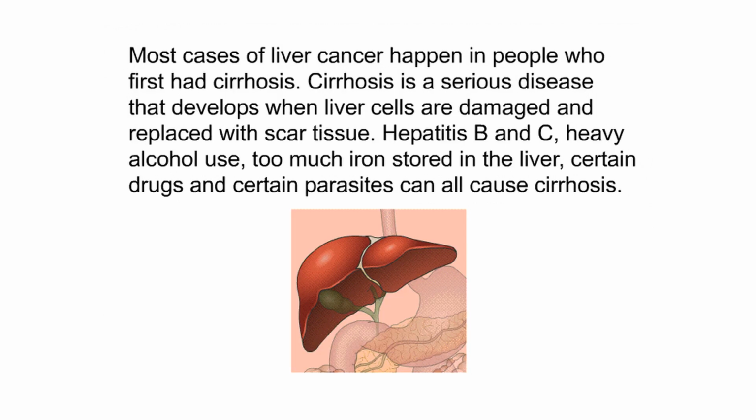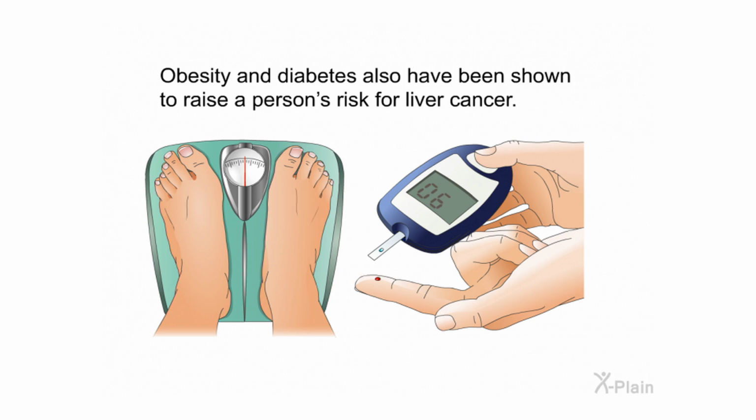Most cases of liver cancer happen in people who first had cirrhosis. Cirrhosis is a serious disease that develops when liver cells are damaged and replaced with scar tissue. Hepatitis B and C, heavy alcohol use, too much iron stored in the liver, certain drugs, and certain parasites can all cause cirrhosis. Obesity and diabetes also have been shown to raise a person's risk for liver cancer.